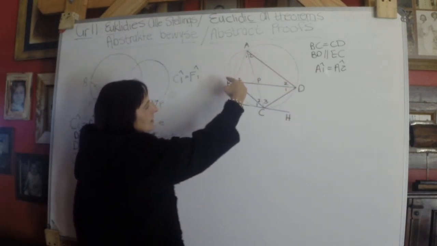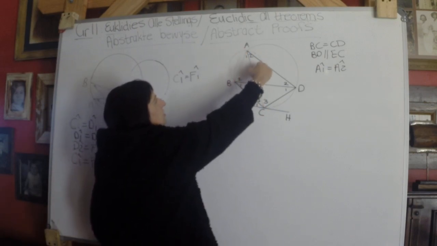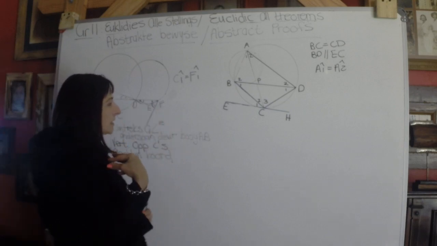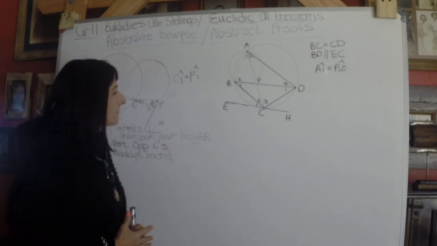the big circle, and BC is a tangent to the small circle. So let's start with that in our heads. Let's start with our groups of theorems.